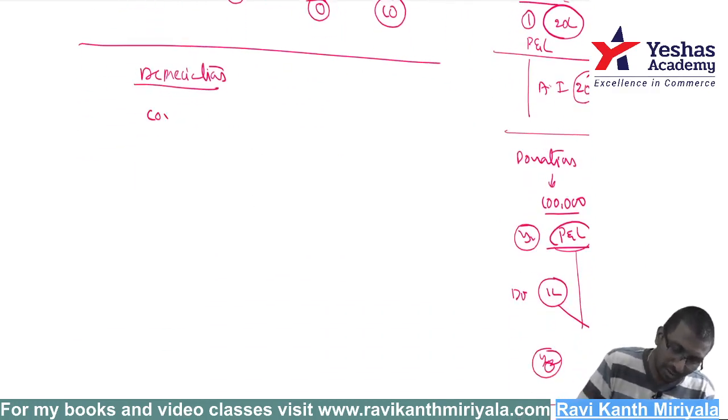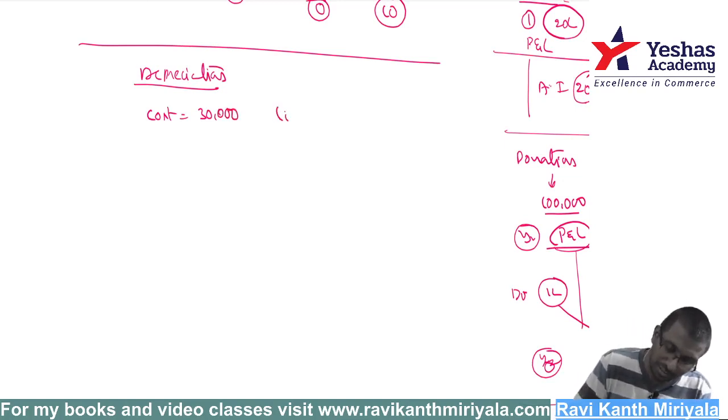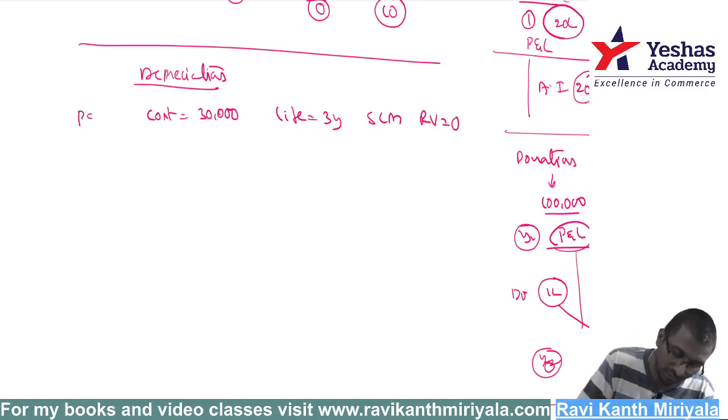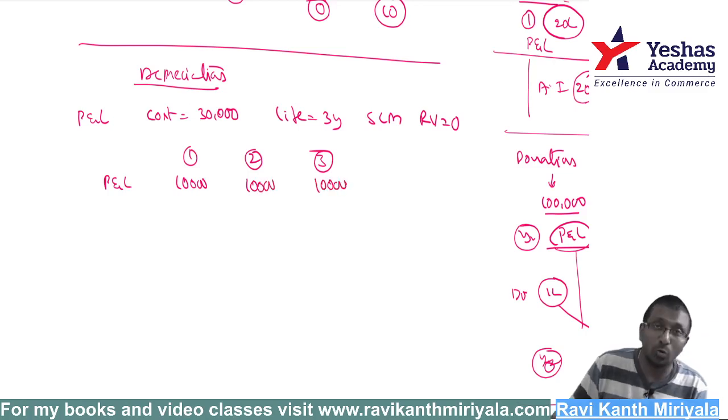Let us say the cost of the asset is 30,000 rupees, and life is 3 years. We are following the SLM method. Assume residual value is 0. This is all for profit and loss purposes. As per the profit and loss, depreciation for the first year, second year, third year is 10,000, 10,000, 10,000, over.